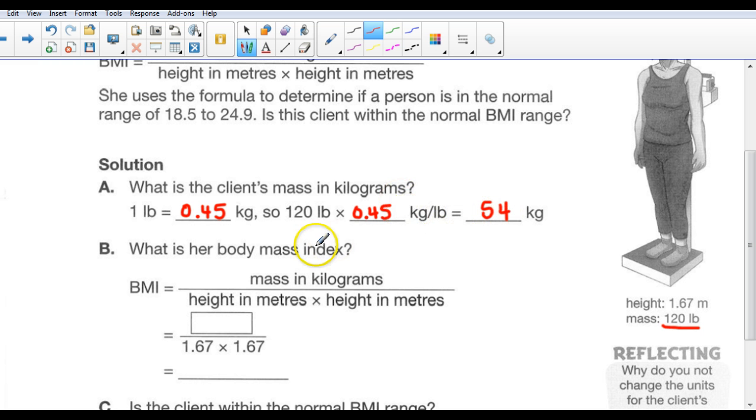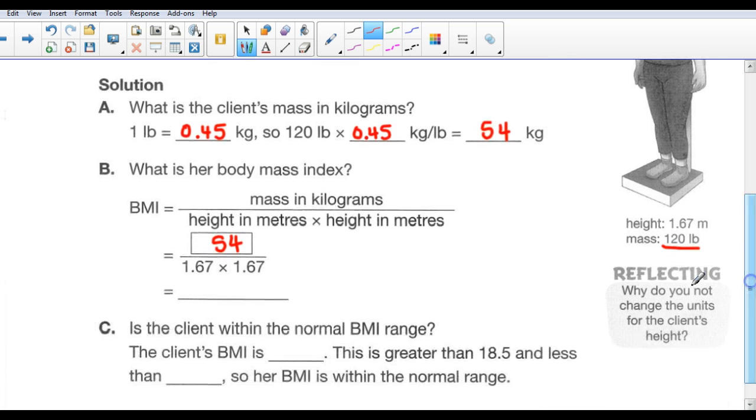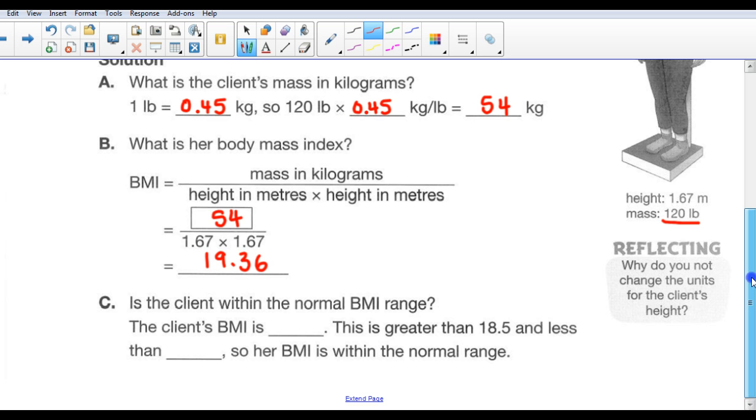Okay, so now we have all the information we need. So we've got our mass in kilograms, which is 54. We've got our height in meters, which is 1.67. So we'll just put in 54 in this box right here, and we'll just get our calculator out, and we will do the calculations. We take 54 divided by 1.67. You can hit equals when you do that, and then divide it again by 1.67. Or you can multiply 1.67 times 1.67, get a number, save it, take 54, divide it by that number, and you're going to get an answer of 19.36 as her BMI, or body mass index.